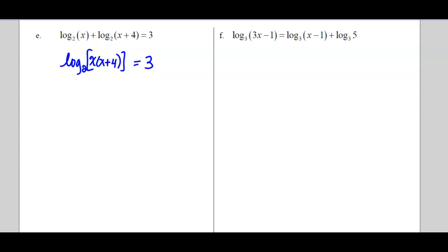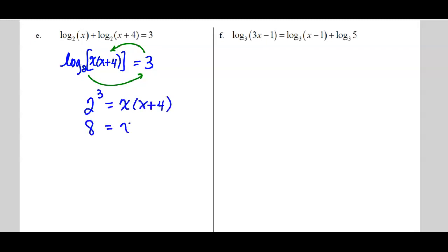Okay, now be careful. Some students will tell me this. They will see that and they'll think kind of like the last one, where the argument here needs to be equal to the argument of a log, but this is not a log. So I would convert this to exponential form. So 2 cubed is x times x plus 4.